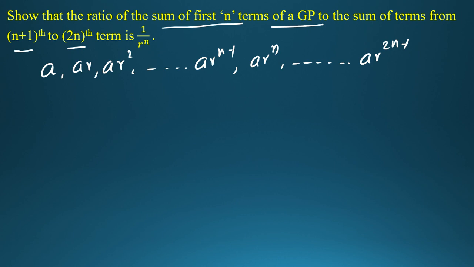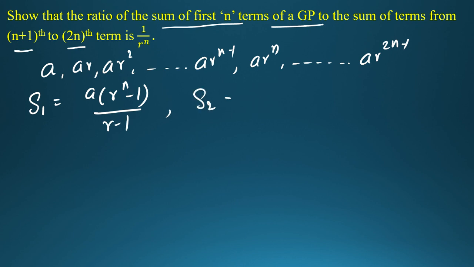So the sum of first n terms, that I am taking as S1. S1 means the sum of the first n terms. So basically this is the sum of n terms only. So what we are going to do here, apply the formula a times r to the power n minus 1 upon r minus 1. And S2. S2 means the sum of the terms from n plus 1th to 2nth. So from here to here.